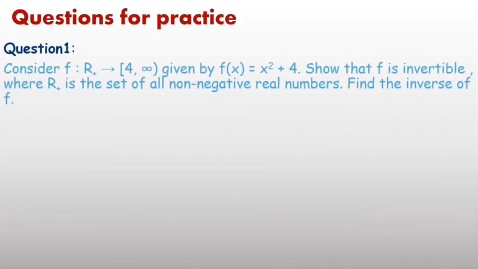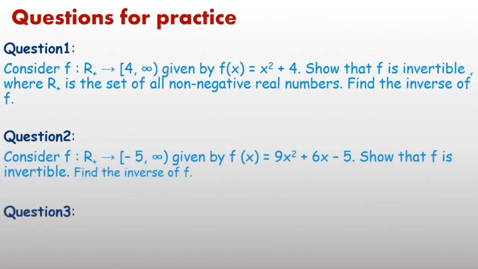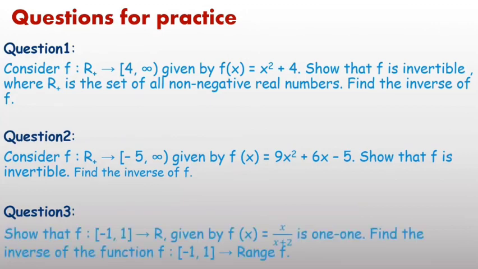Some questions for practice. Question number 1. f is a function from positive real numbers to the closed interval 4 to infinity, given by f(x) equal to x square plus 4. You have to show it is invertible, and after that find the inverse of f. Second question and third. These three questions you have to complete and give the solution.